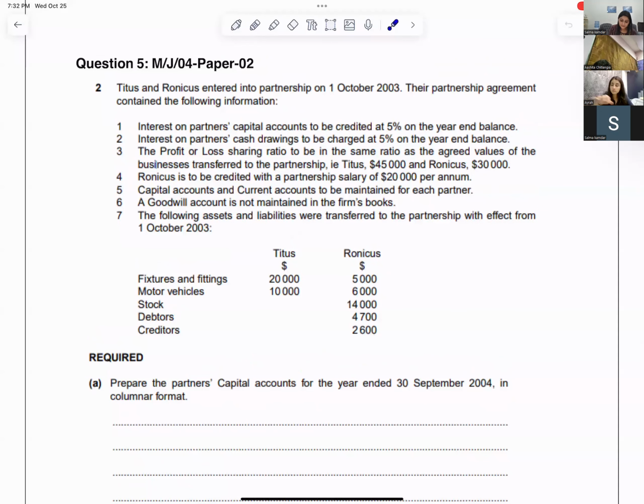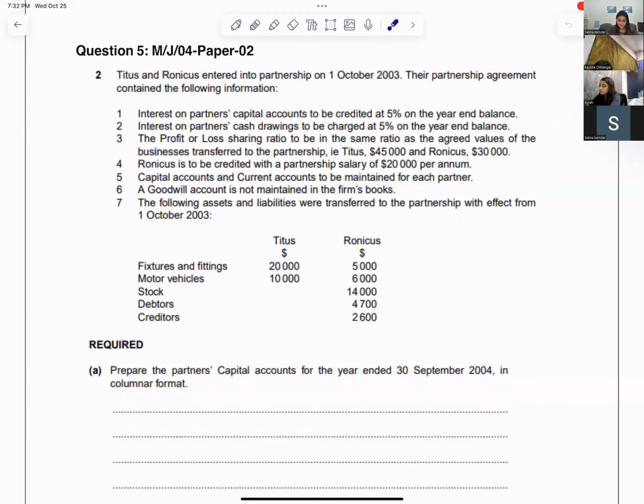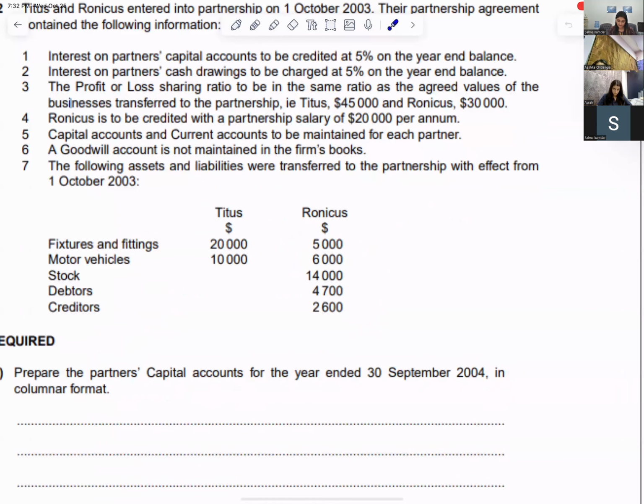We are doing the May-June 2004 Paper 2 of partnership. Can someone read the question please for me?